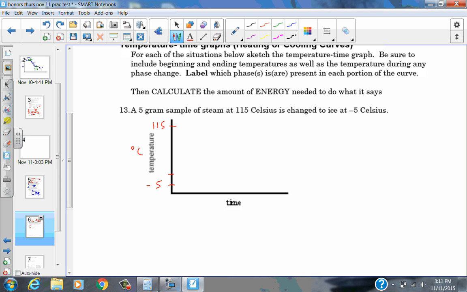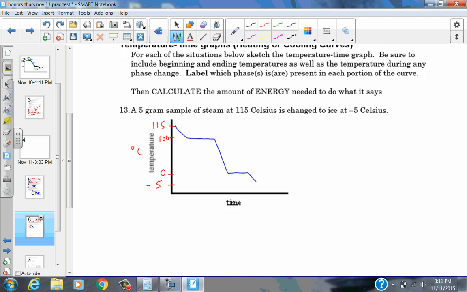I don't have to have this really to scale, but I can go kind of close. There are 2 important numbers along the way. If you take some steam and cool it off, when it gets to 100, it's going to condense because we've taken away enough for the heat of vaporization. When it gets to 0, it's going to freeze. So what's it going to do? A 5-gram sample of steam at 115 is changed to ice. First it's got to cool to 100, condense, cool to 0, freeze, cool to -5.